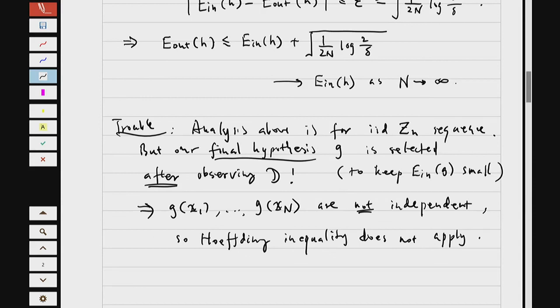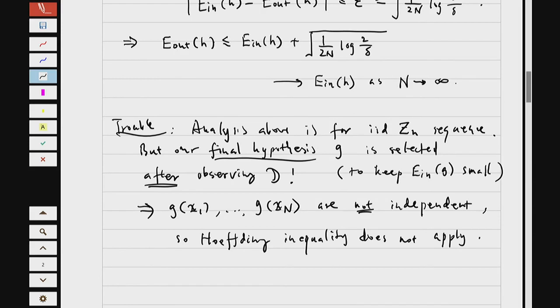Why do we have trouble when the hypothesis is actually our final hypothesis after training? If you just look at these guys, it looks like they're independent, right? Because each one of these data points is independent. But then our g itself depends on all of the data points. So that's the issue.